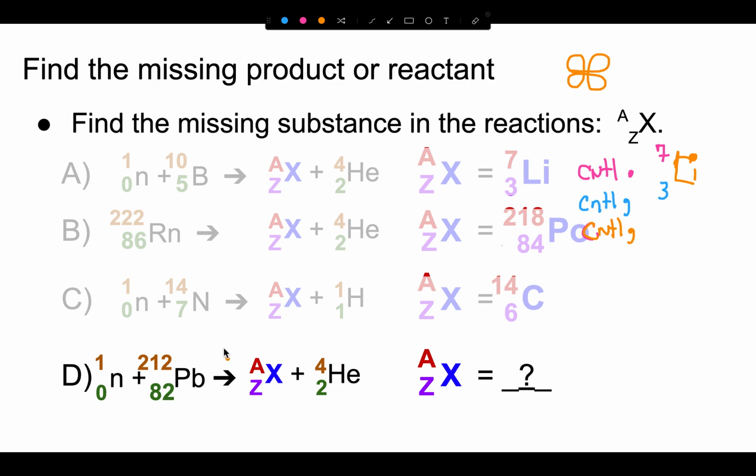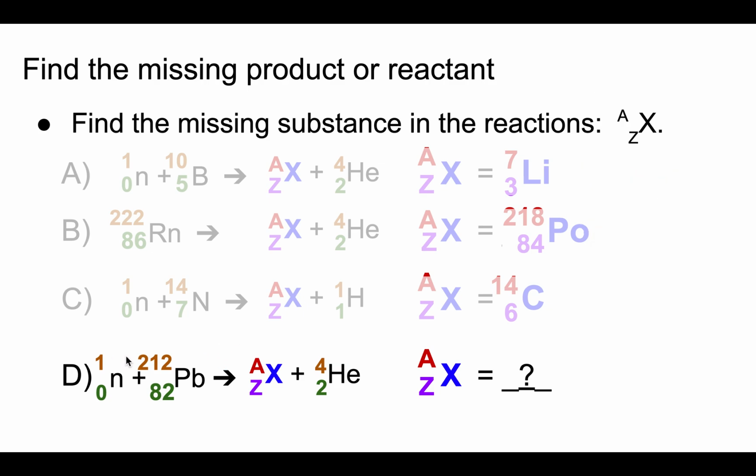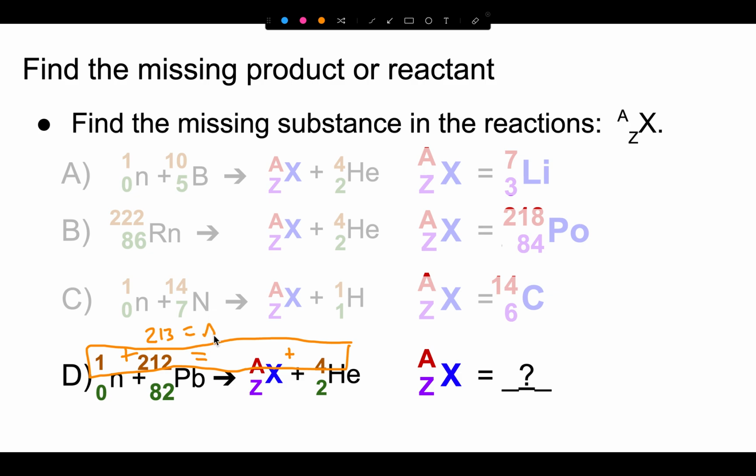And last one here. Again, if we do this kind of quickly, these two are equal to these two. So 213 equals A plus 4. And then subtract the 2 and you get 209. And this one, I can just sort of do in my head. That's going to be 80. And 80 equals, oh, I got this wrong before. Go to the periodic table, Hg.